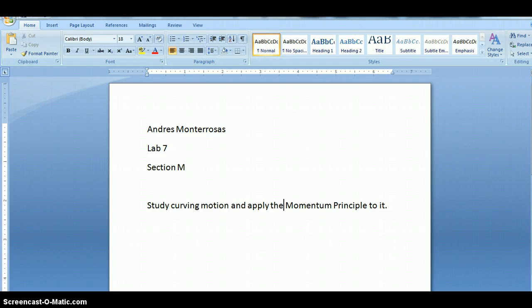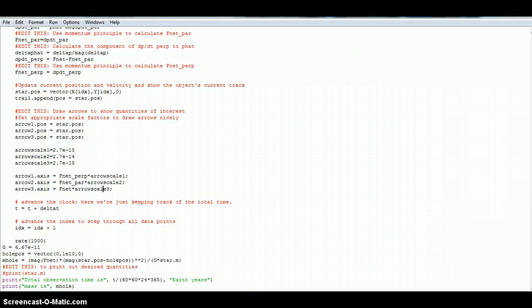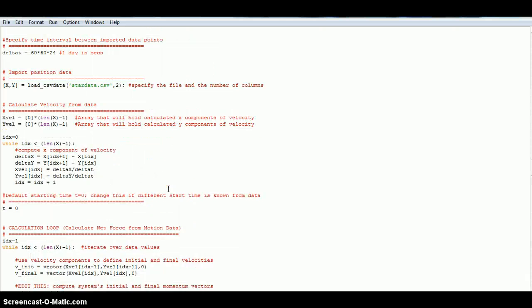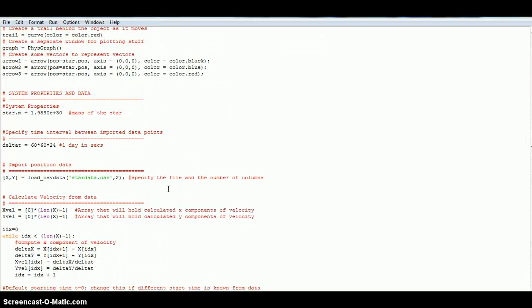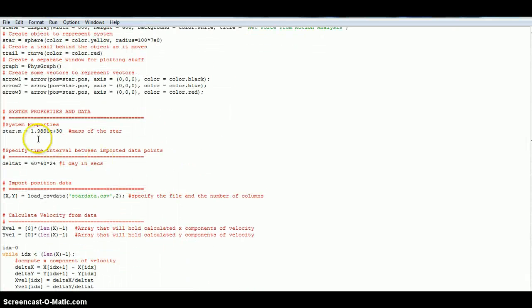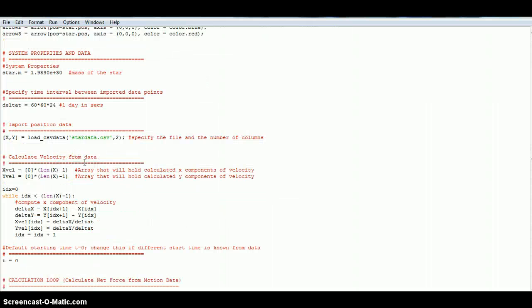This is my lab 7. The objective of this lab was to study curving motion and applying the momentum principle to it. So here we have the code in Python. I was given the mass of the star in WebAssign, and delta t was 1 day in seconds.